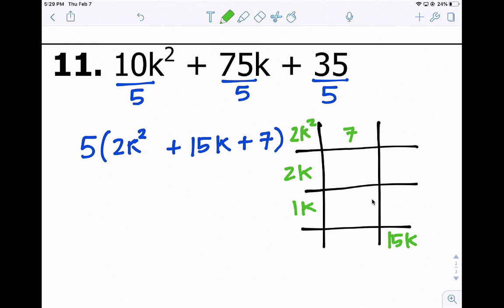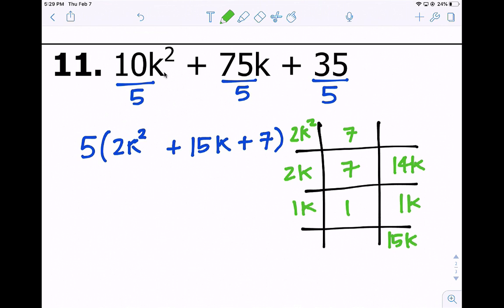We're trying to get to 15, so think about where you would want to put that 7. Well, if I put 7 across or next to the 2, then I'm going to get 14. So that gets me pretty close to 15. So let's do that. So we're going to put 7 in the top one and 1 in the bottom one. Multiply across, 2k times 7 is 14k. 1k times 1 is 1k. And the way we can get 15 out of 14 and 1 is if we just add.